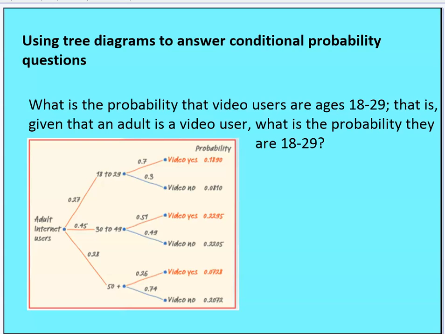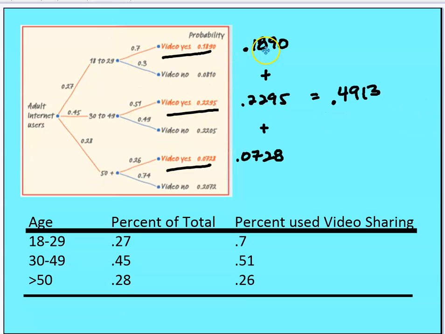All right, so we're going to take this tree diagram, we're going to find the values that are in orange, we're going to add them up, and then we're just going to use, as I've done here, I've outlined them. And again, this is a slide from a previous example. I'm going to take this percentage here over the total percentage to find the percent of video sharing users that are between 18 and 29.